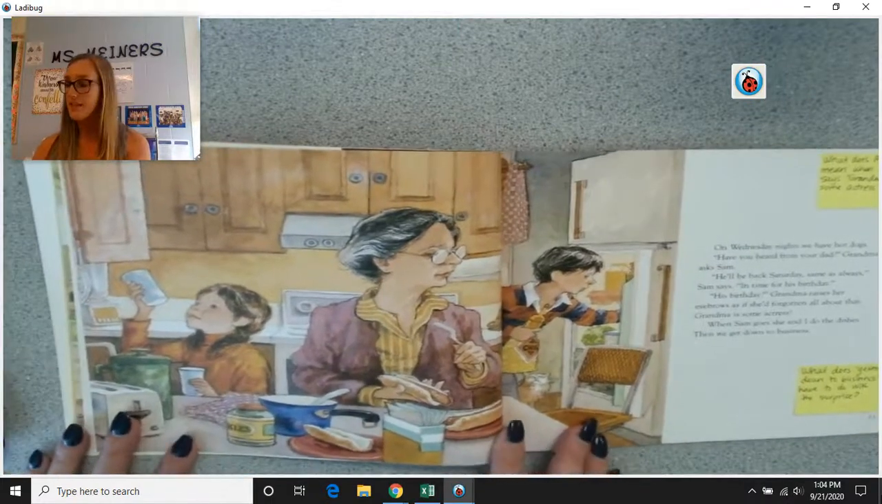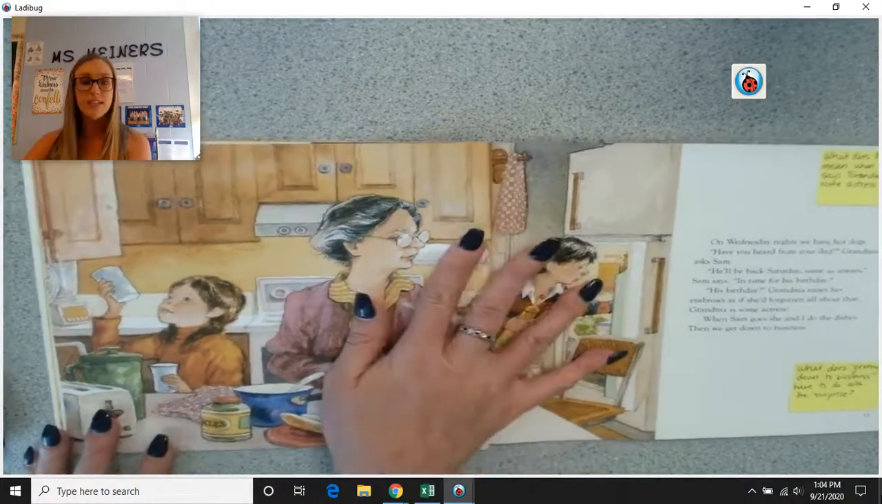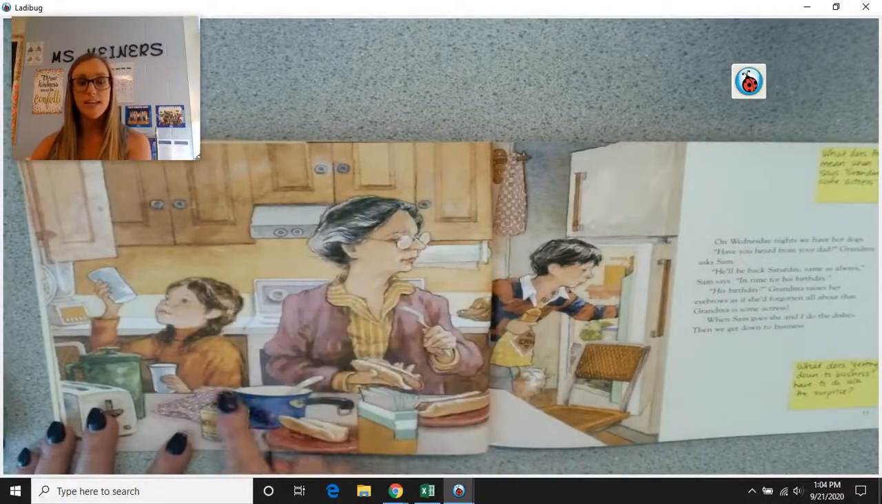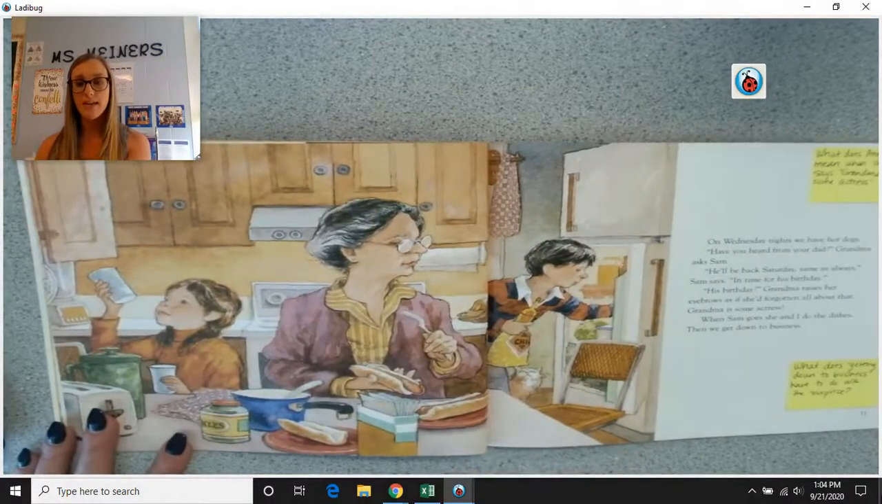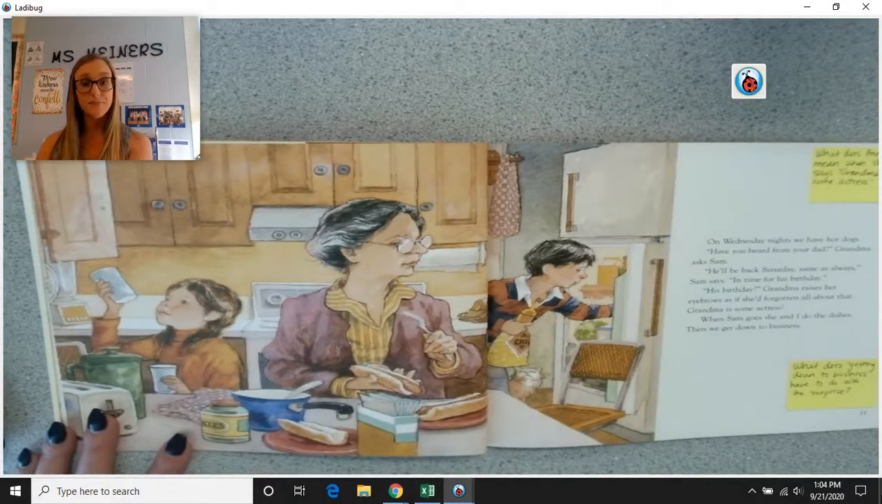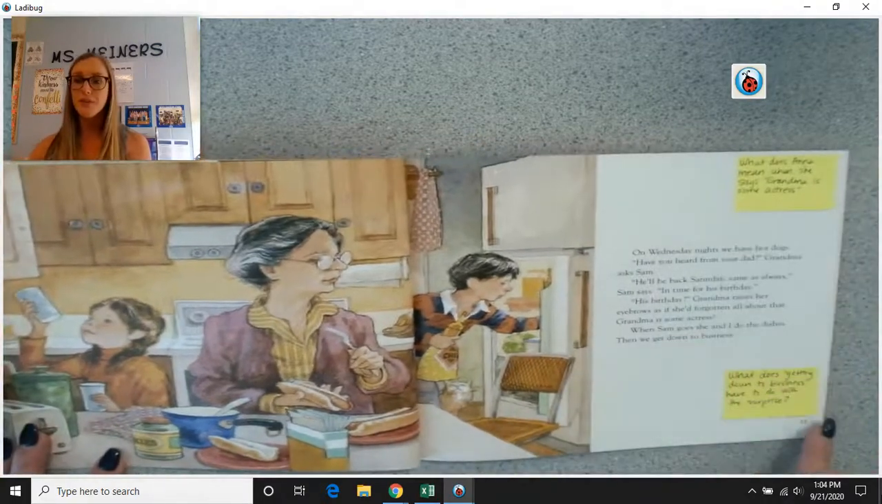All right, let's look at this illustration. So it seems like our setting has changed. Let's look at the background. What do you think our setting is? Where are they? Okay, and then we can tell based on the characters' faces how they're feeling and what's going on. Remember the plot. Now we have two different questions here.